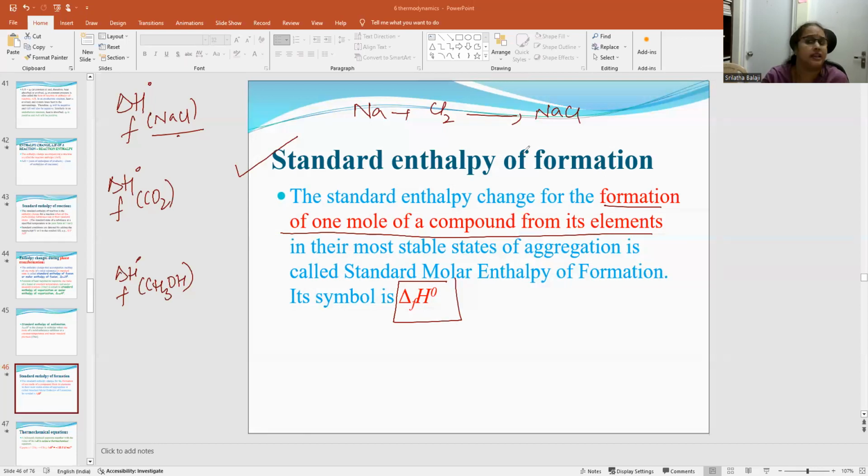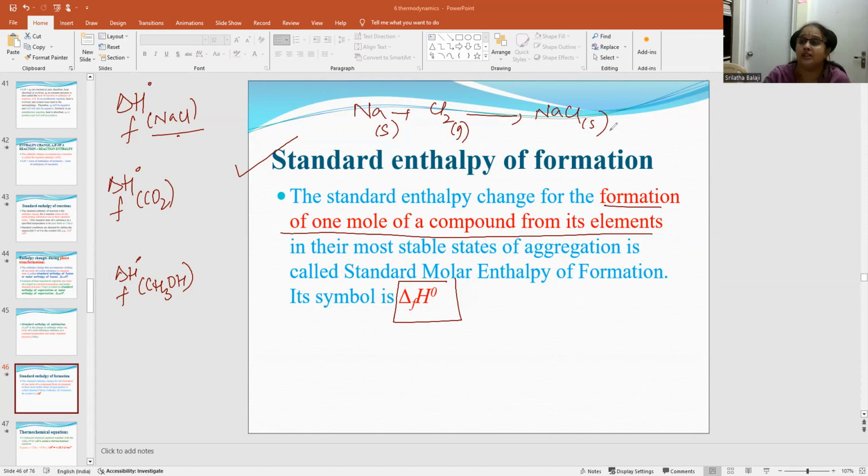We will give the physical states. Physical states are mandatory. NaCl is a solid. Chlorine is a gas. Sodium is a solid. Now, formation of 1 mole. What you should do is balance this equation as per 1 mole of NaCl. Don't balance it the usual way you do your stoichiometric balancing.